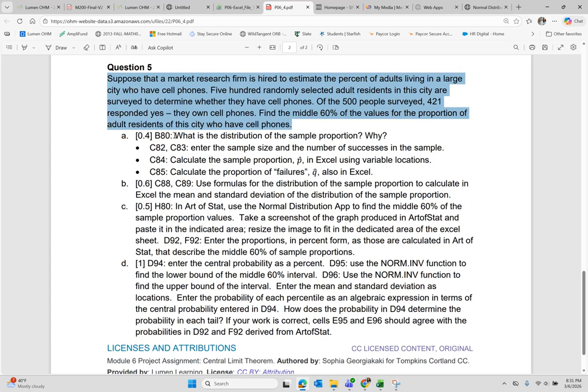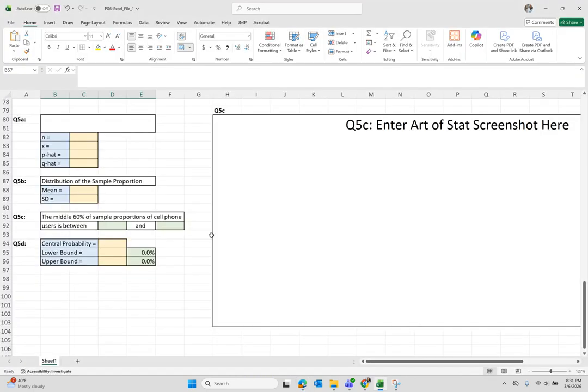The question that is being asked first is what is the distribution of the sample proportion and why? And we have learned from the central limit theorem that the distribution of the sample proportion is a normal distribution if the sample size is large enough and the quantities n times p and n times q are greater than 5. Ideally also greater than or equal to 10.